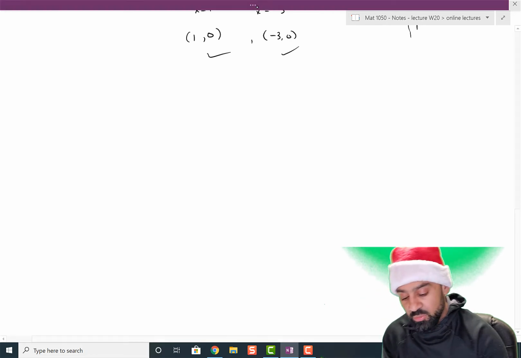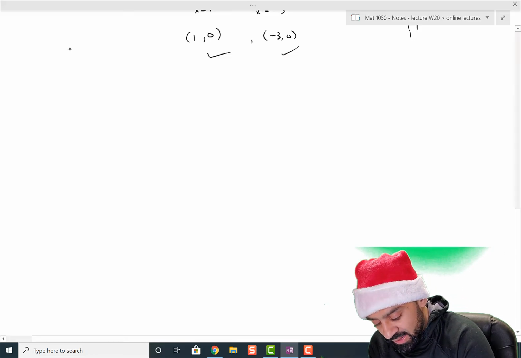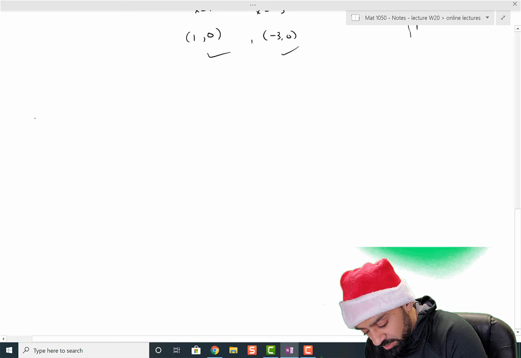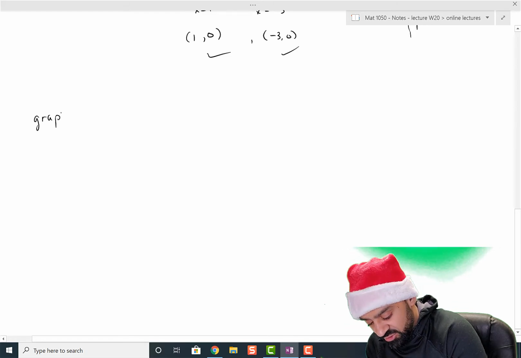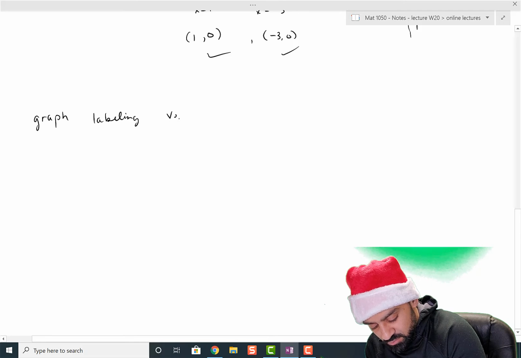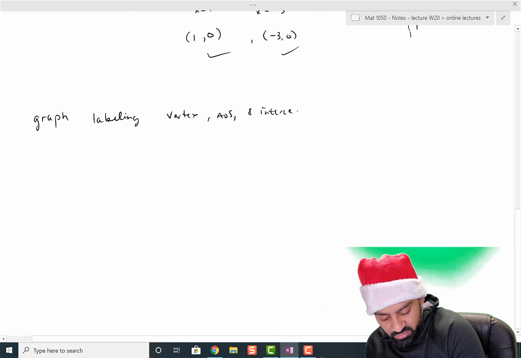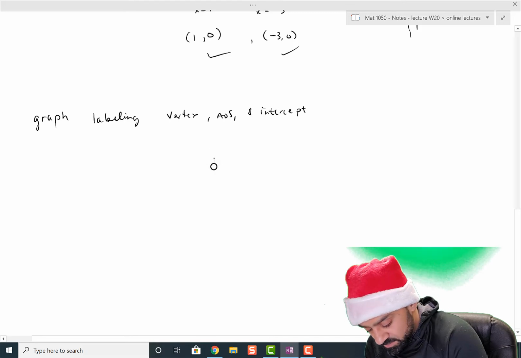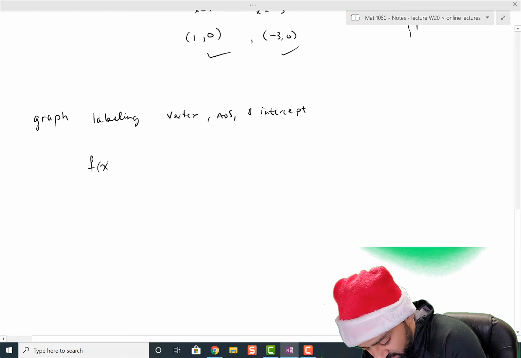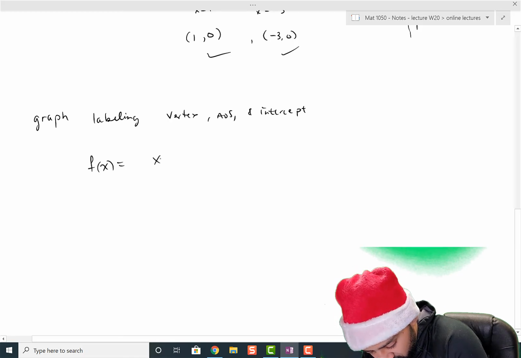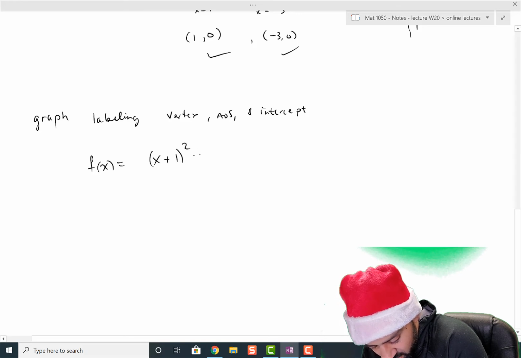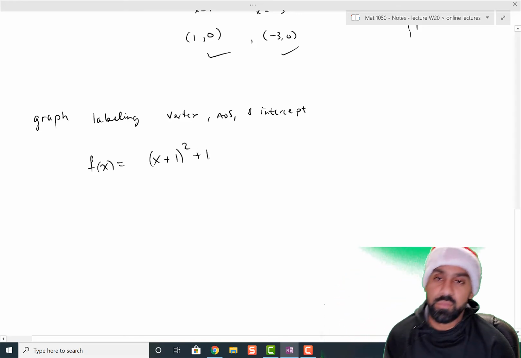Okay, now sometimes you might have something that is not as clean as you'd like it to be. So same thing, graph, okay? Sketch the graph, labeling vertex, axis of symmetry, and intercepts, if applicable, okay? So now here's your graph. F of x equals x plus 1 squared plus 1, okay?